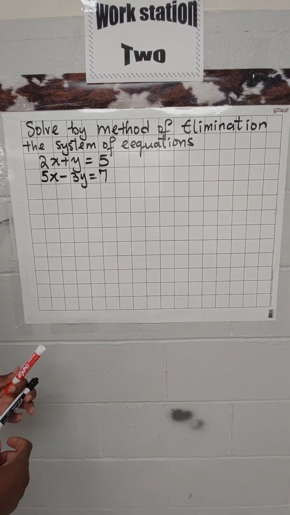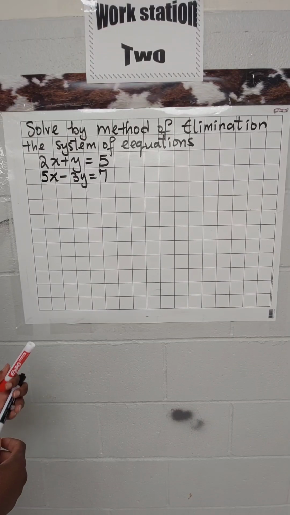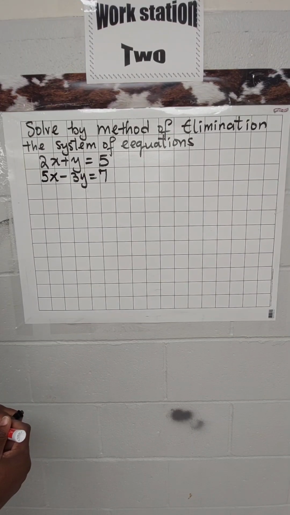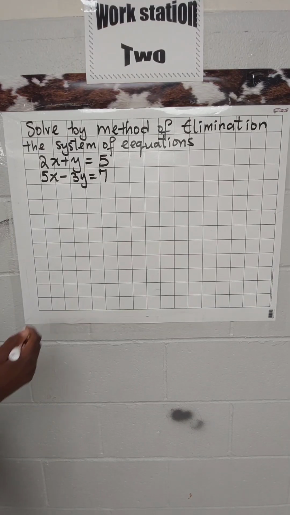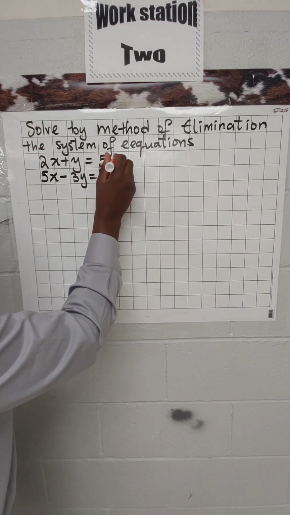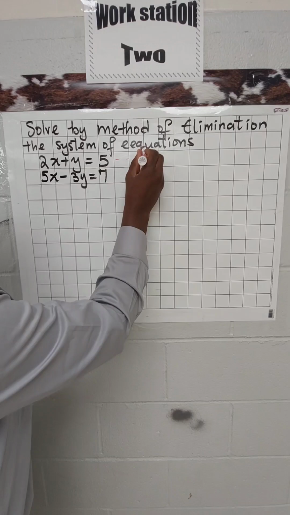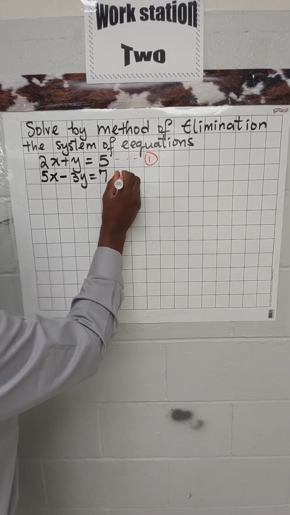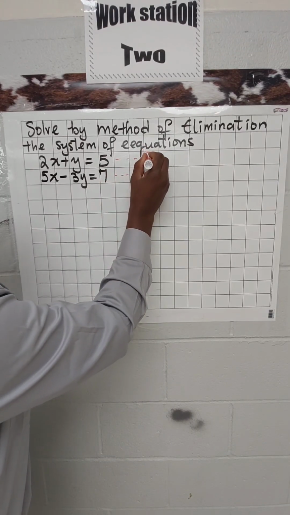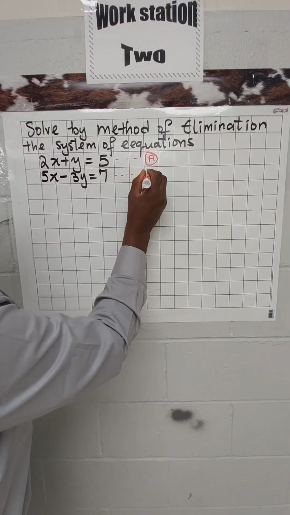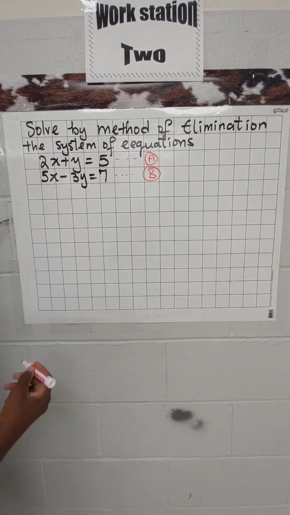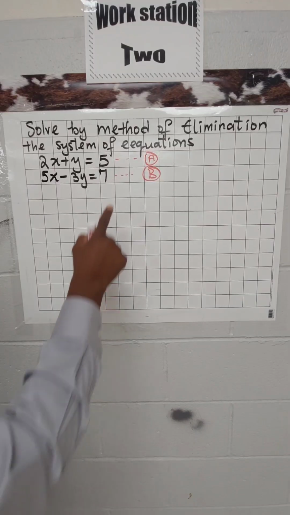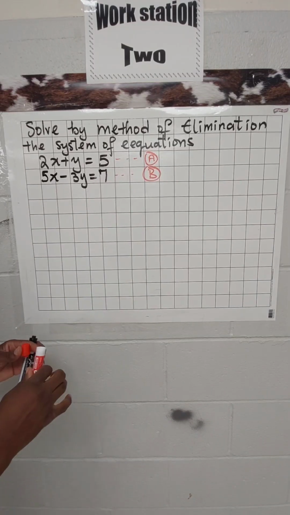So let us use the method of elimination to solve this system of equations. The first thing is to label the equations. Let's call this equation A and equation B, so that we're just giving them names so that we can refer to them by their names.